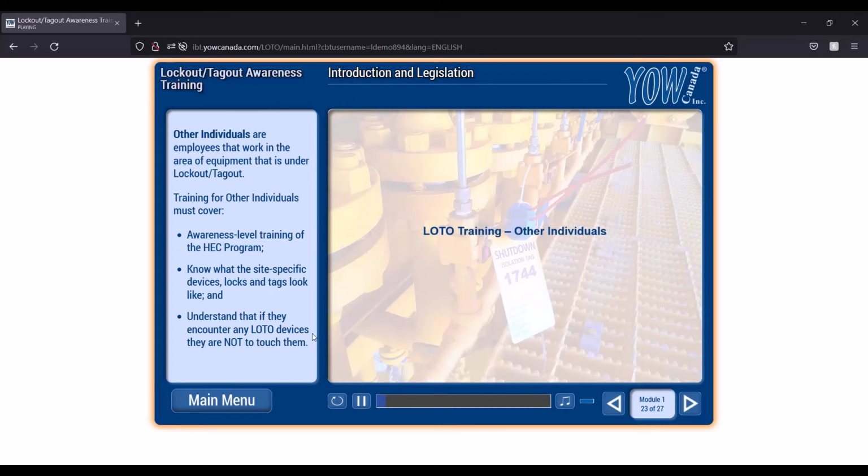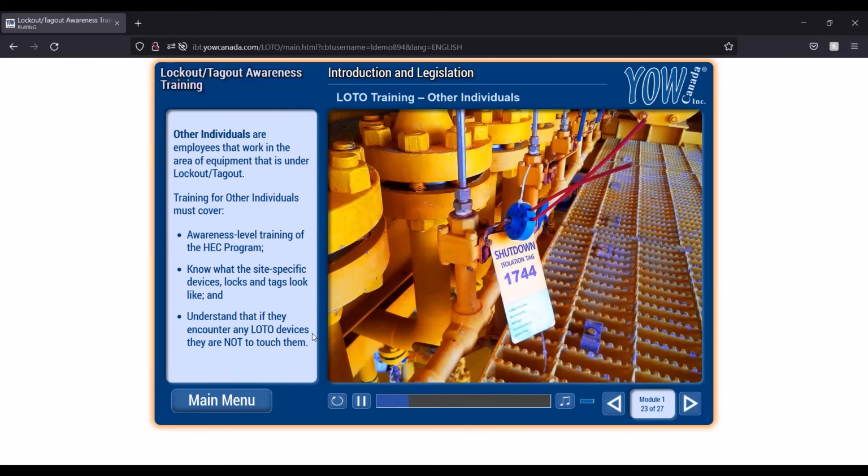Loto Training. Other individuals. Other individuals are employees that work in the area of equipment that is under Lockout Tagout. Training for other individuals must cover awareness level training of the HEC program. Know what the site-specific devices, locks, and tags look like, and understand that if they encounter any Loto devices, they are not to touch them.